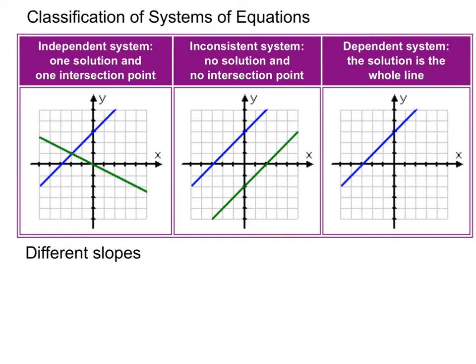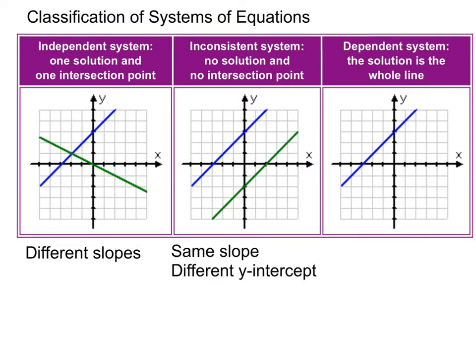The second type is an inconsistent system. Inconsistent systems have no solution and no intersection points. These types of systems are parallel lines, which means they have the same slope but different y-intercepts.